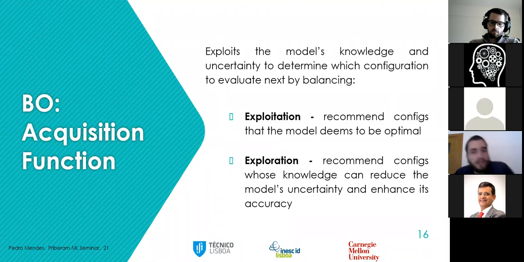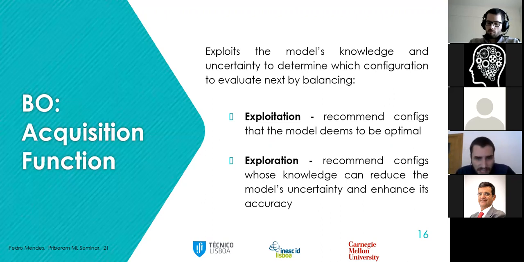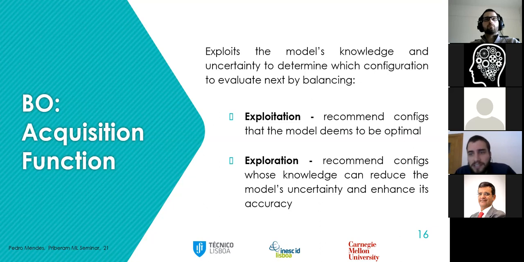One of the most important components of Bayesian optimization is the acquisition function. As I previously said, the acquisition function selects the next configuration to test. It exploits the model's knowledge and the uncertainty in order to select that configuration. And normally, the acquisition function tries to balance exploitation versus exploration. Exploitation recommends configurations that are predicted to be better than the current one. And exploration recommends configurations that are predicted to reduce the uncertainty of the model.